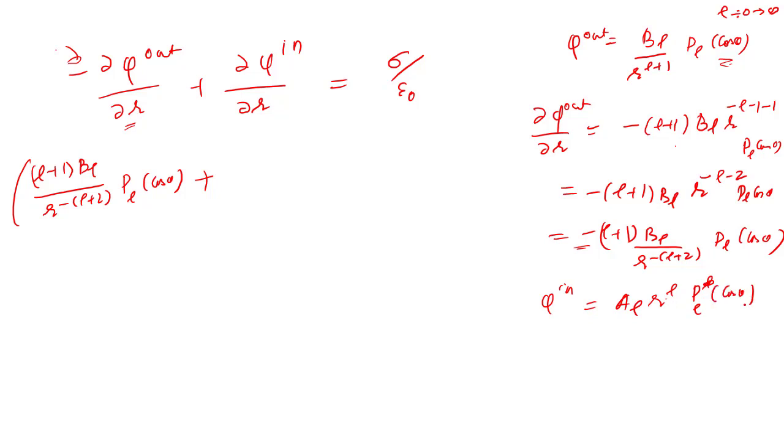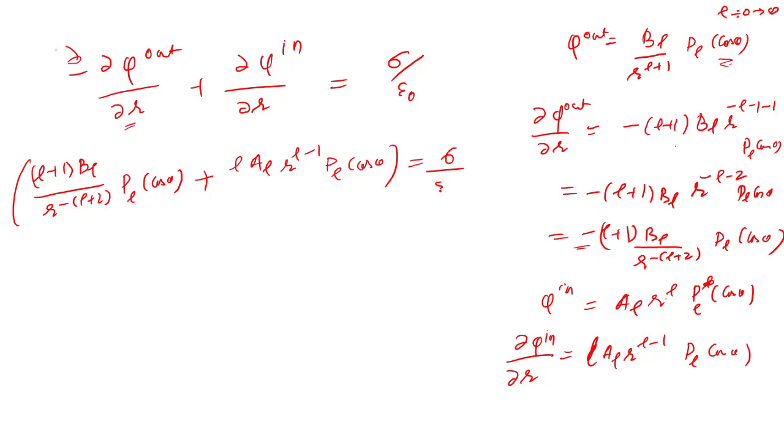So then for phi inside, again we are not writing the summation explicitly, but it is implied, PL of cosine theta. Then dou phi in by dou r would be equal to L times AL r to the power L minus 1 PL of cosine theta, and we could plug that in here: L AL r to the power L minus 1 PL of cosine theta is equal to sigma by epsilon naught.